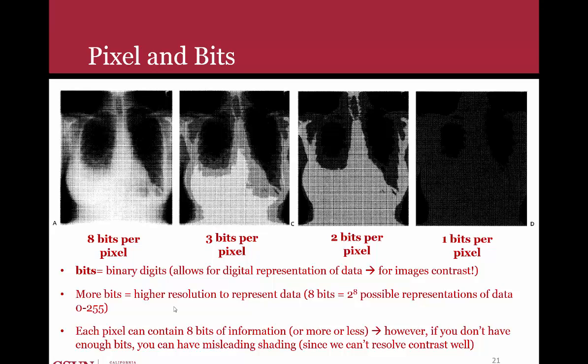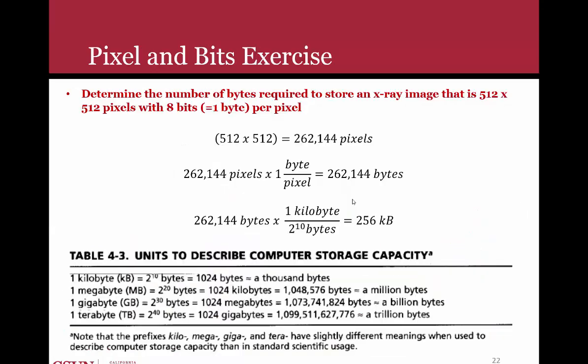Okay, so each pixel can contain 8 bits of information. If you don't have enough bits, you can have misleading shading. As you're seeing here, 2 bits per pixel versus 8. There's different shading here, so you're able to detect different attenuation coefficients. Whereas here, you're seeing this whole block as the same attenuation coefficient as everything in here, which is not quite true, right? Here you have some contrast, and here you have no contrast. So it's really important to take that into consideration.